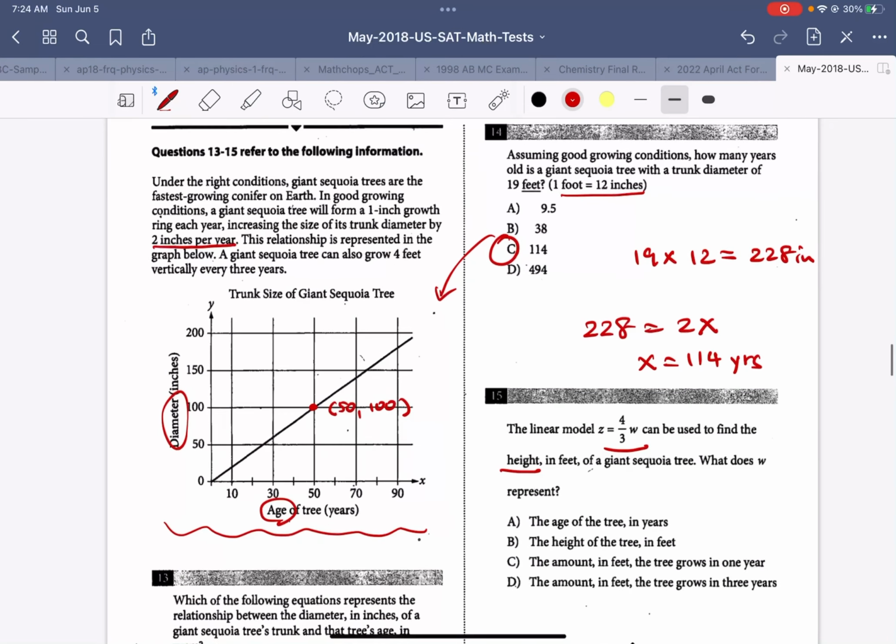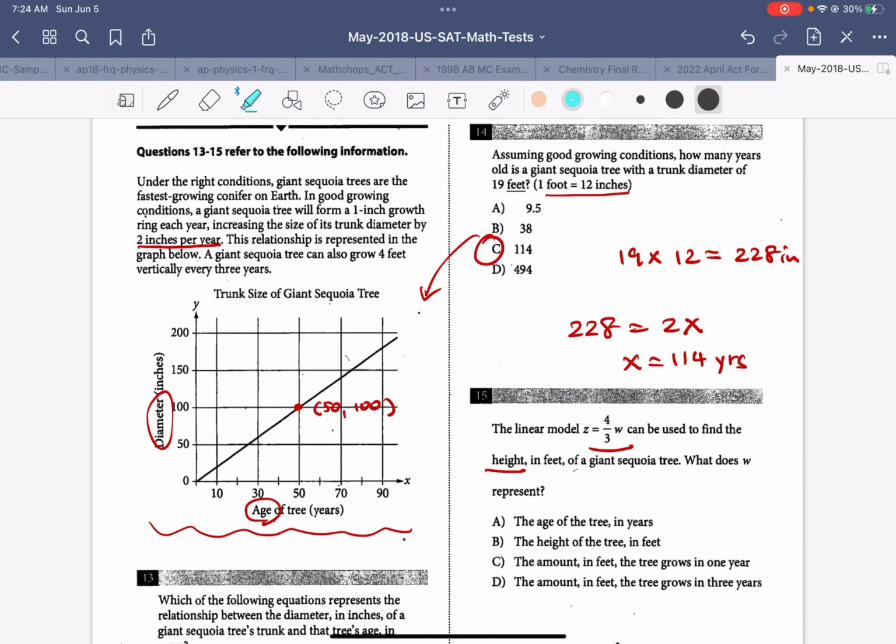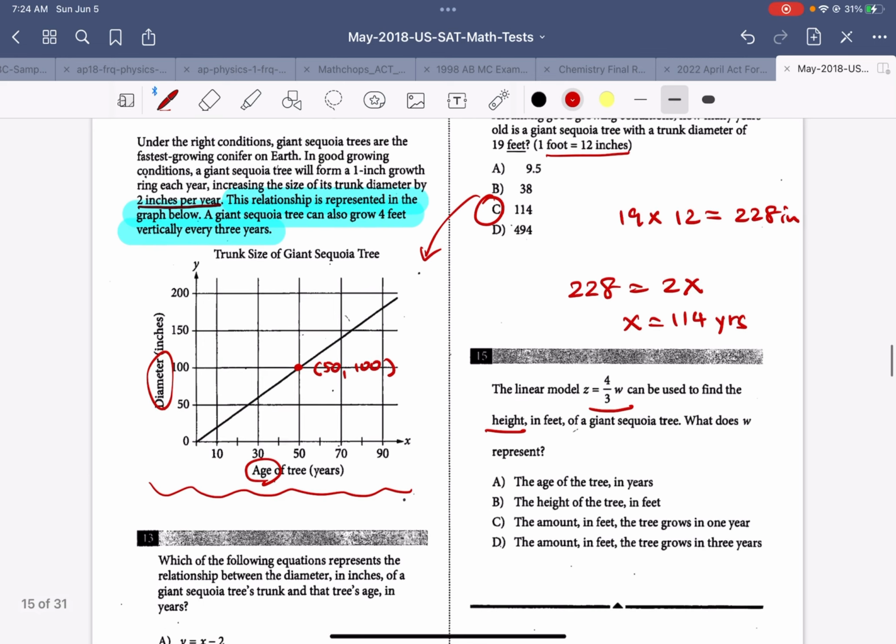If you remember what the description said here, what it said is a giant sequoia tree can grow 4 feet vertically every 3 years. In other words, that means 4/3 feet every year, right? So 4/3 feet every year it'll grow. So this one is feet per year.